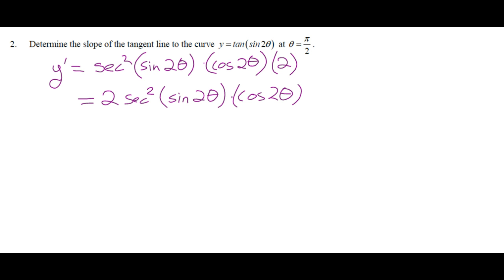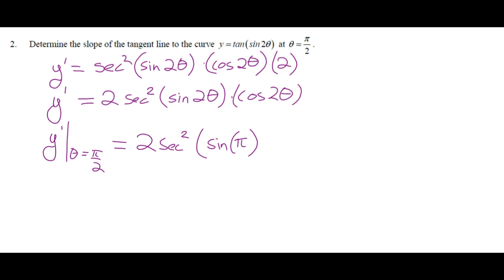What do we want? We want y prime when? Yeah, y prime, and let's say theta is equal to pi over 2. So that's 2 times secant squared of sine, okay, 2 theta, theta is pi over 2, sine of pi, times the cos of pi. Okay, so it's 2 times the secant squared. Okay, what's the sine of pi?